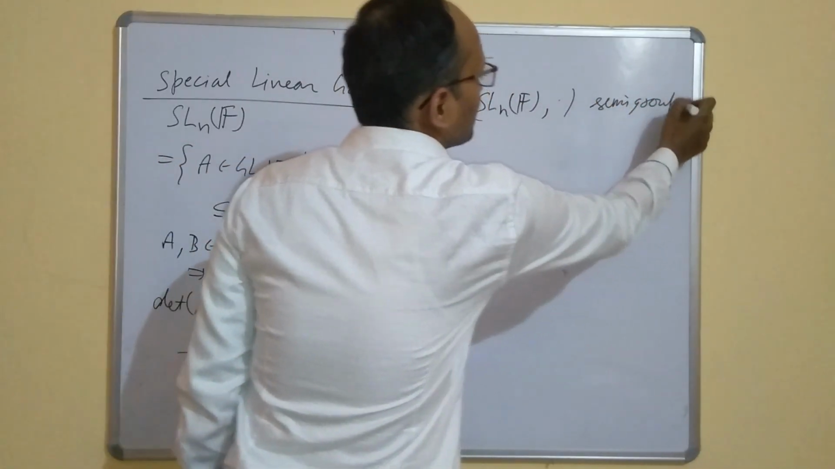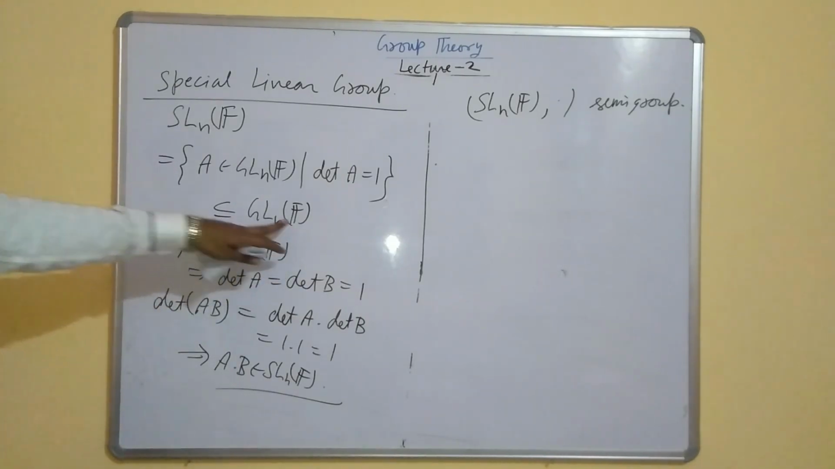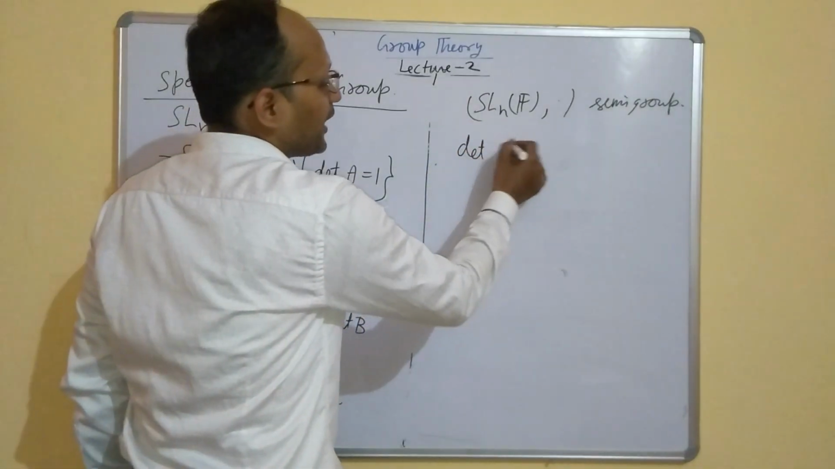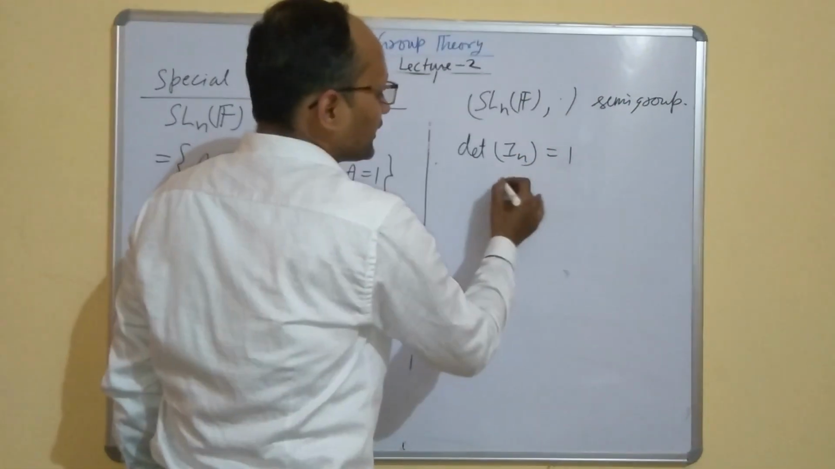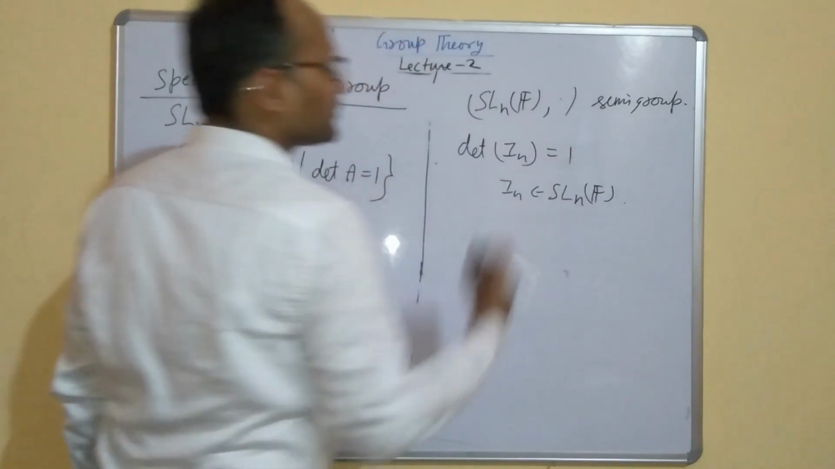Why? Because the product of two matrices of this set SLnF is again an element of SLnF. So this dot is a binary operation on it, and because SLnF is a subset of GLnF, and on GLnF multiplication of matrices is associative, so on SLnF multiplication of matrices is also associative, so it is a semigroup. One more thing, the determinant of the identity matrix is 1, so In belongs to SLnF. So SLnF has an identity also.